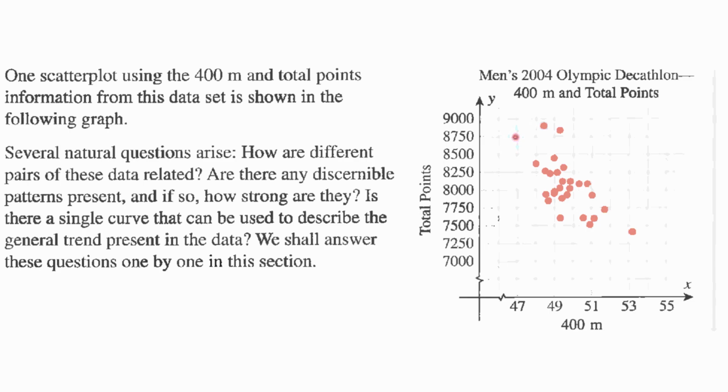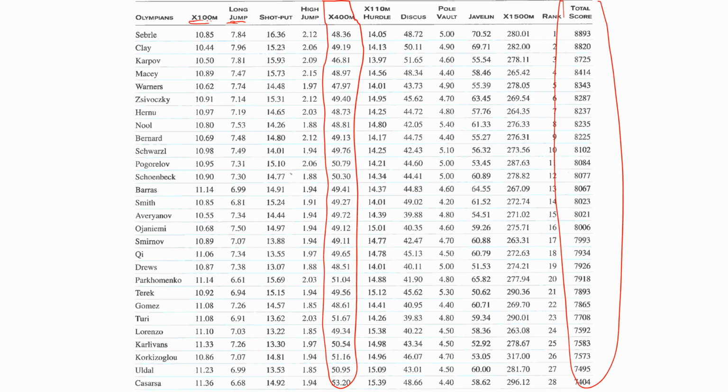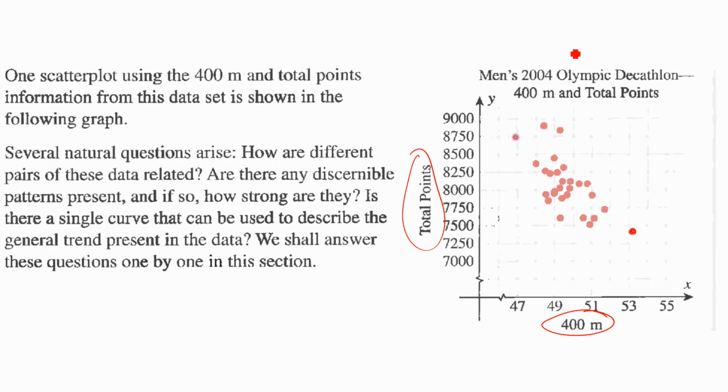Okay? All right. So if you put that into a scatter plot, here's what a scatter plot is. You put the input on the x. So we're going to say, does the 400 determine the total points? Another way of saying that is, do the points depend on the 400 meters? So the dependent one is your y. And so every dot here represents one of these scores. So 48.36 is one of the x's, and that matches up with this y of 8893. Okay, so that's in here somewhere. So every single dot is a specific competitor.